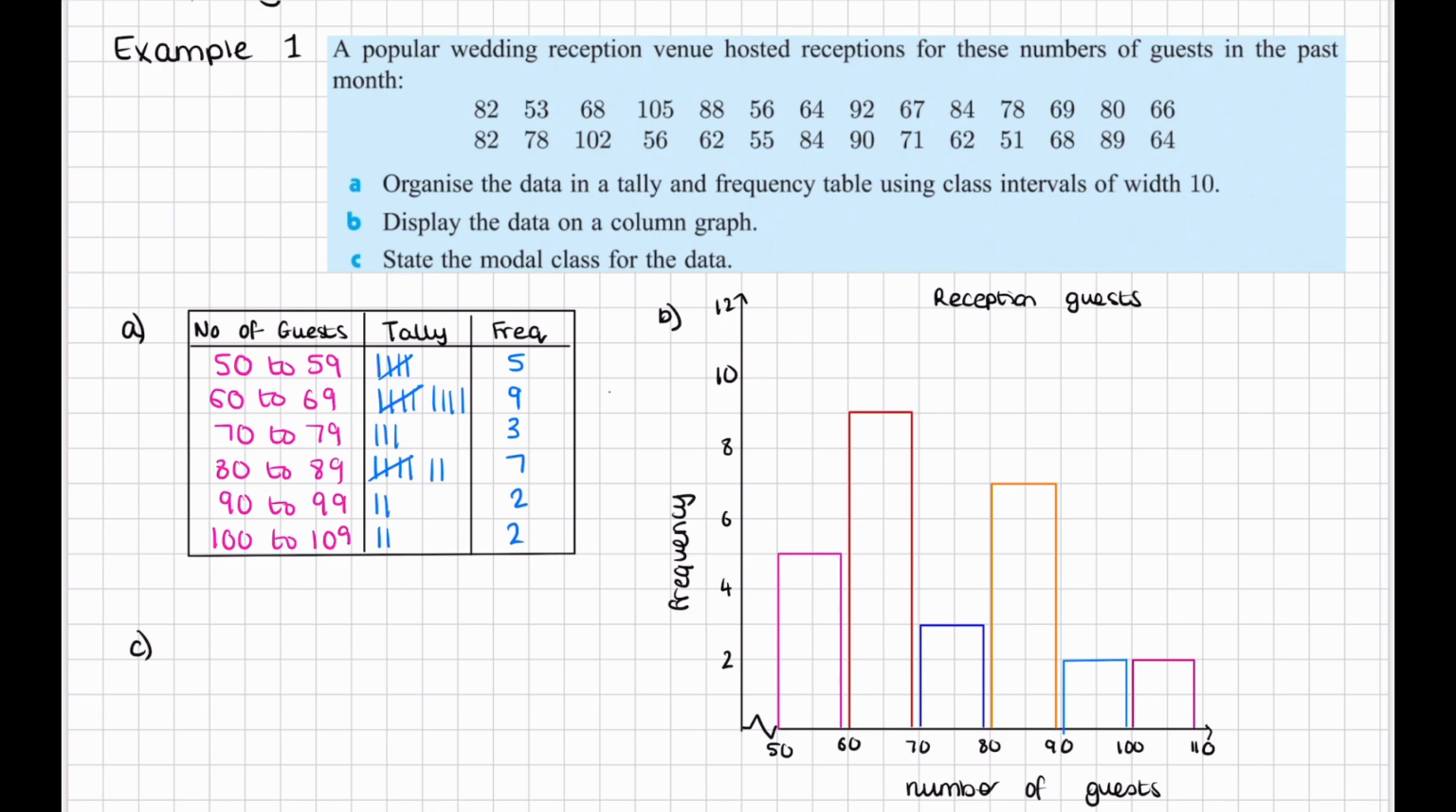So which one has the highest frequency? We can see that is the one that has 9, 60 to 69. So our modal class would be 60 to 69.